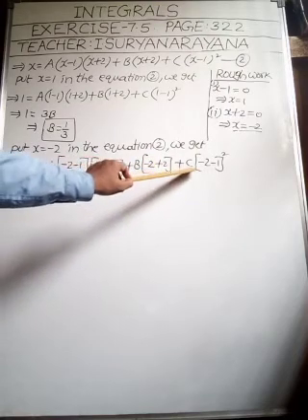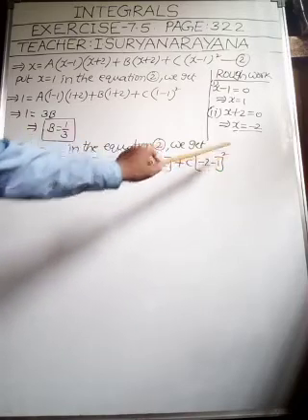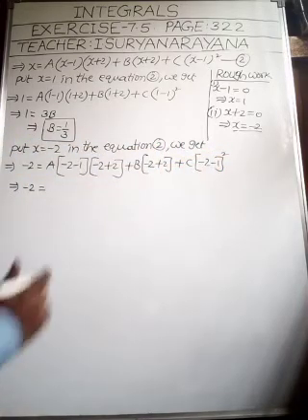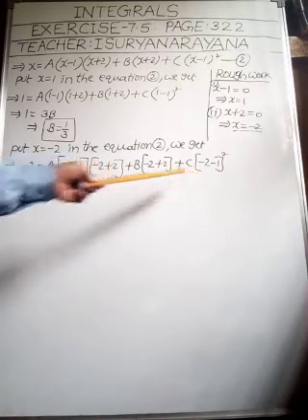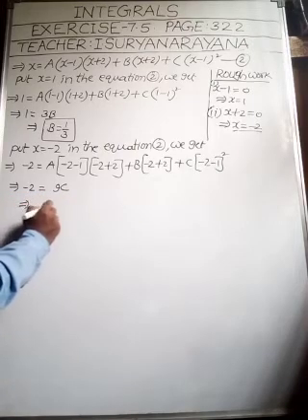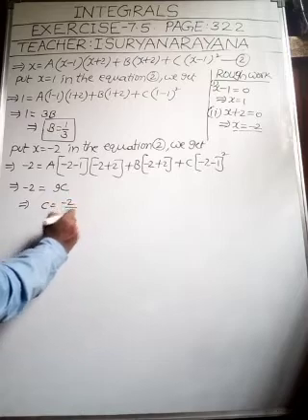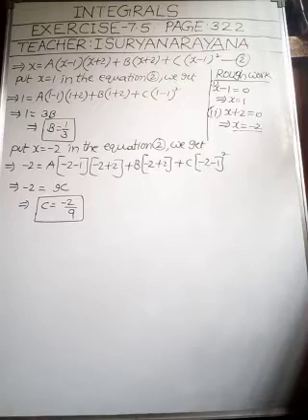Plus c into (minus 2 minus 1). What will you get? Minus 3. Minus 3 whole square, what will you get? 9. 9c. I wrote directly that third term value. Understood this term, my children? Understood this step? This implies c is equal to minus 2 by 9. We got the value of c also. Understood this step, my children?